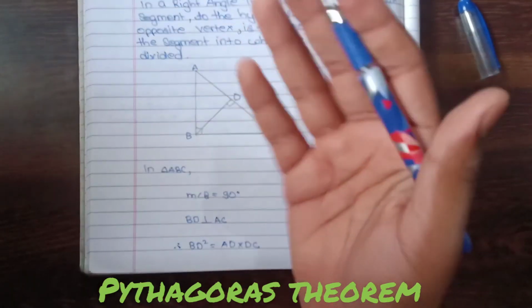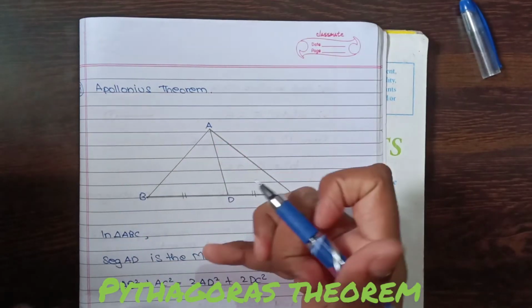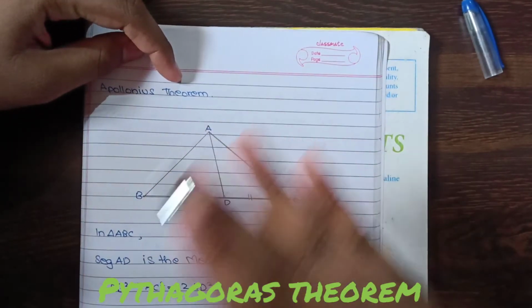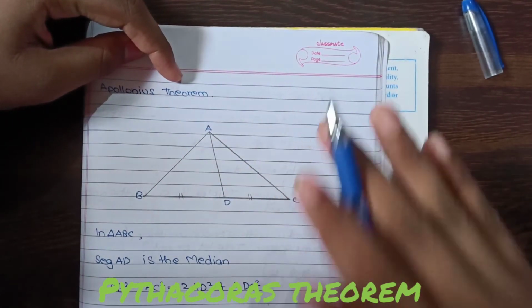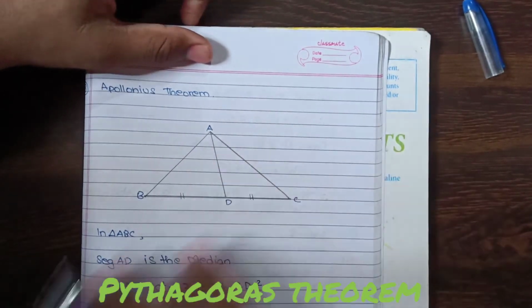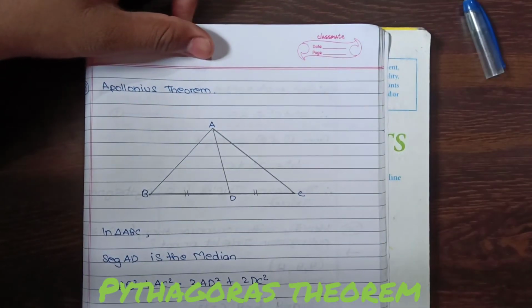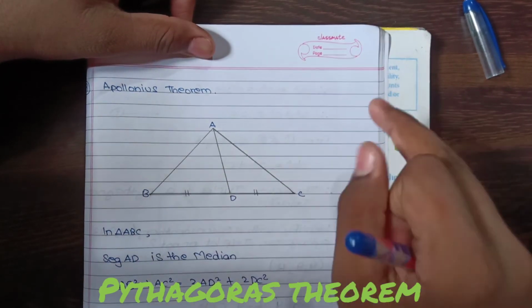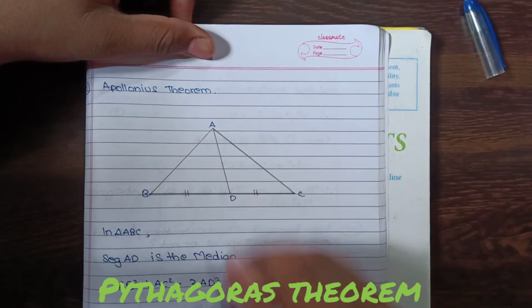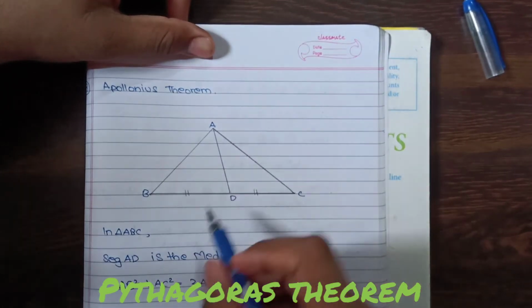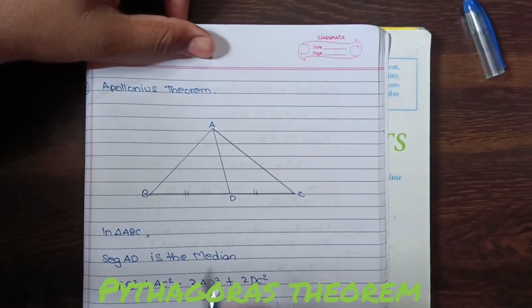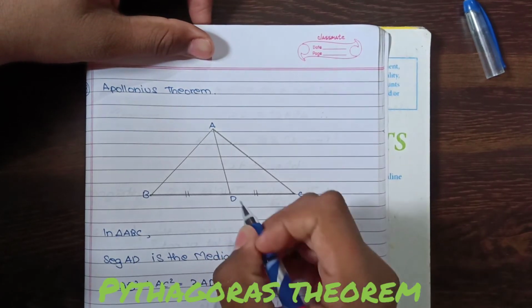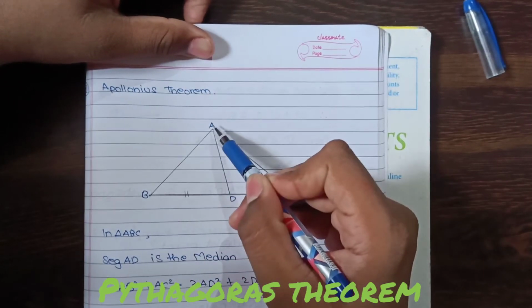Now let us see the Apollonius theorem. Personally, I would say that the Apollonius theorem was the easiest formula I have learnt in geometry. It says that, see, this is a triangle ABC. It does not require you to have a right angle triangle. There's a triangle ABC and AD is the median drawn. Now BD equals DC. This is also given.